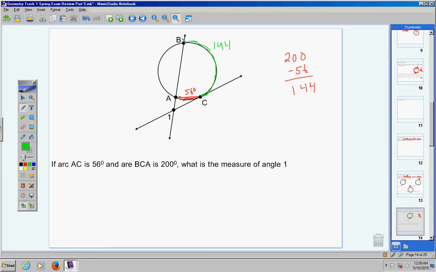So here's my tangent line. Got it? Here's my secant line right here. Got it? Here's my tangent line right here. These two lines are intercepting this arc here and this arc here. So what were we told to do in the theorem? You subtract these two arcs and divide by 2. So I have 144 minus 56 divided by 2. And we're going to get 88, I believe. Yes, 88. So 144 minus 56 is 88. 88 divided by 2 is 40.